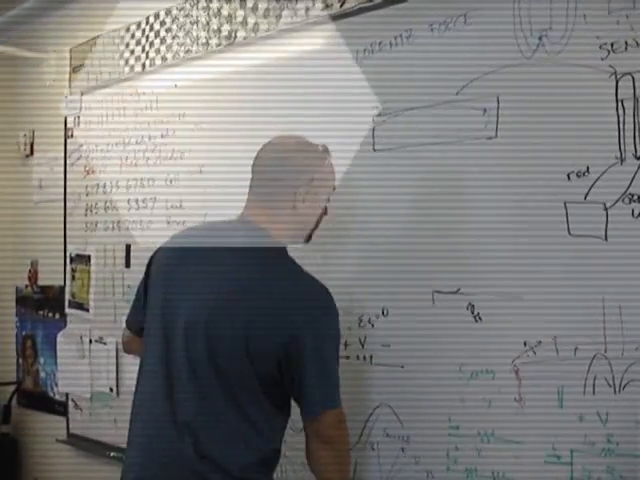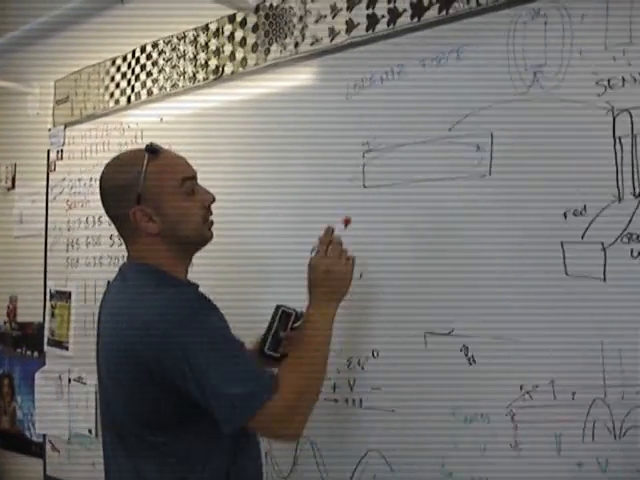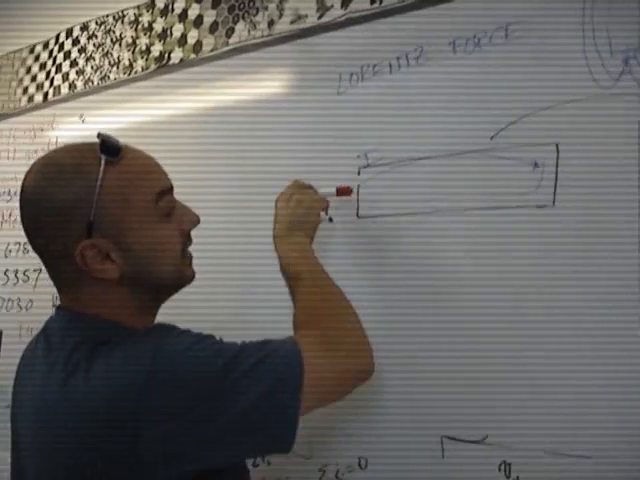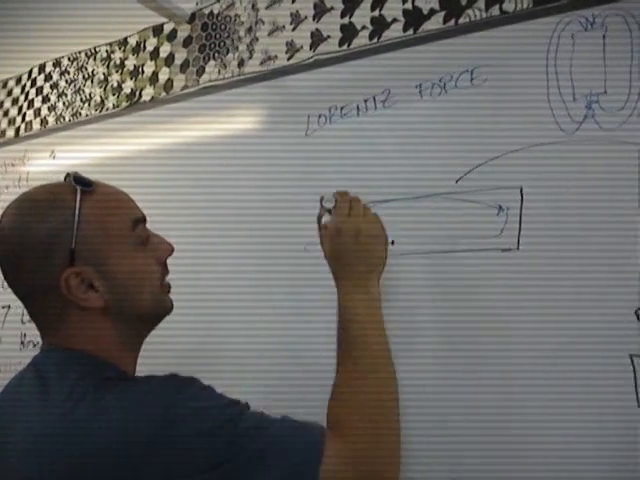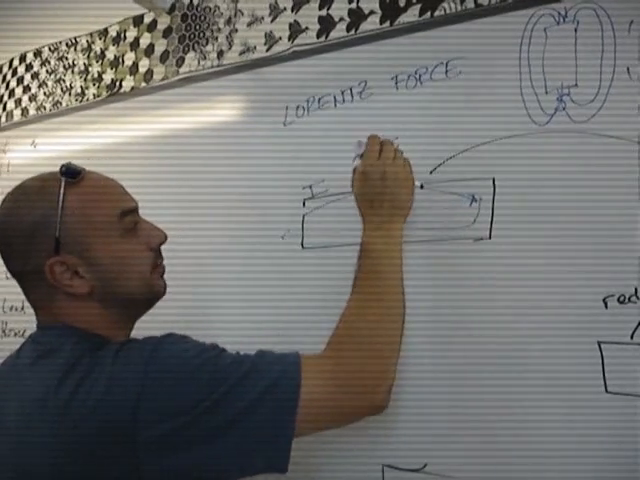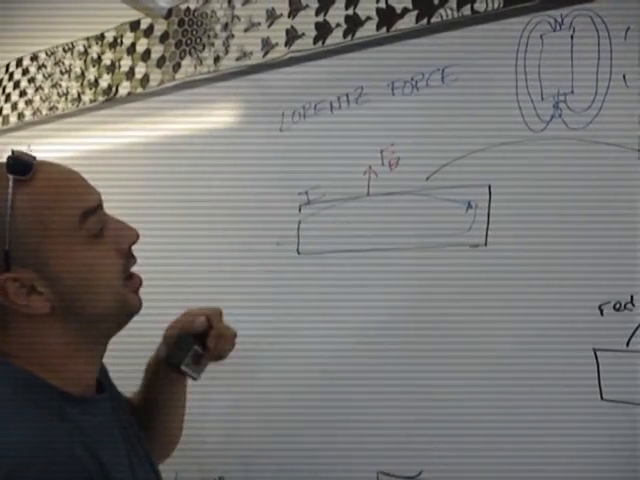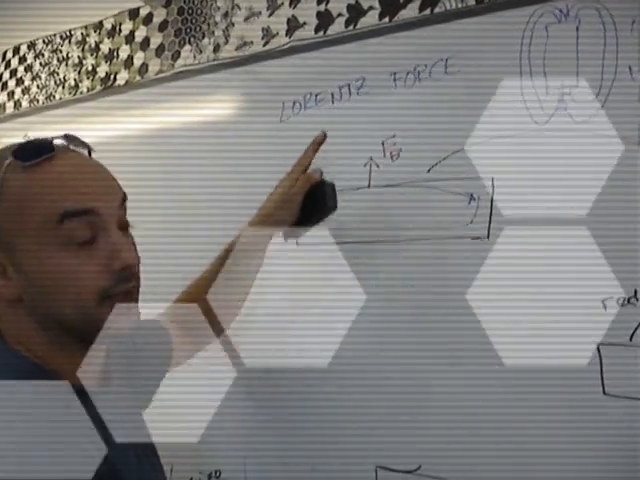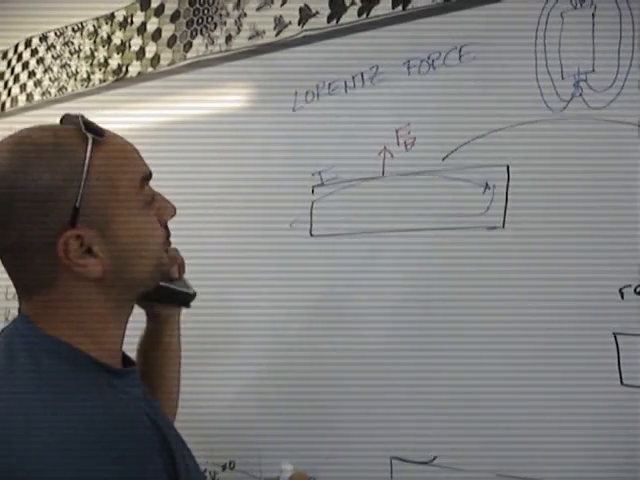And the force always ends up being perpendicular to the direction the charge is traveling. In this example, the charge is traveling this way, and so it receives a force. We normally label that F with a B. B stands for magnetic force here. And the direction of the force that the electrons experience is this way.